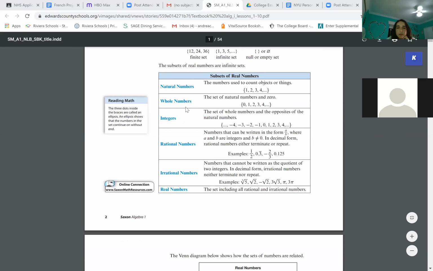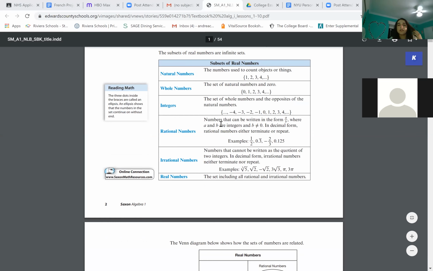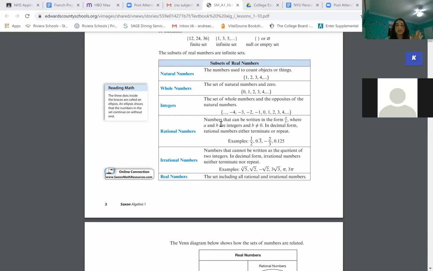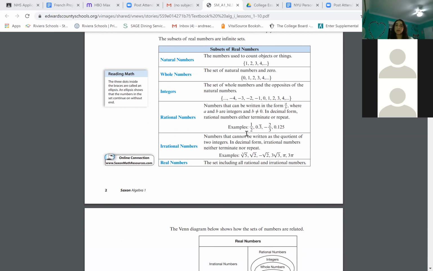So natural numbers are numbers used to count objects or things. The way I think about natural numbers is just every number after 0 is a natural number. So 1, 2, 3, 4, 5, on and on. Those are natural numbers. Whole numbers include 0, so 0 and on. Integers are all whole numbers, so negative and non-negative whole numbers.